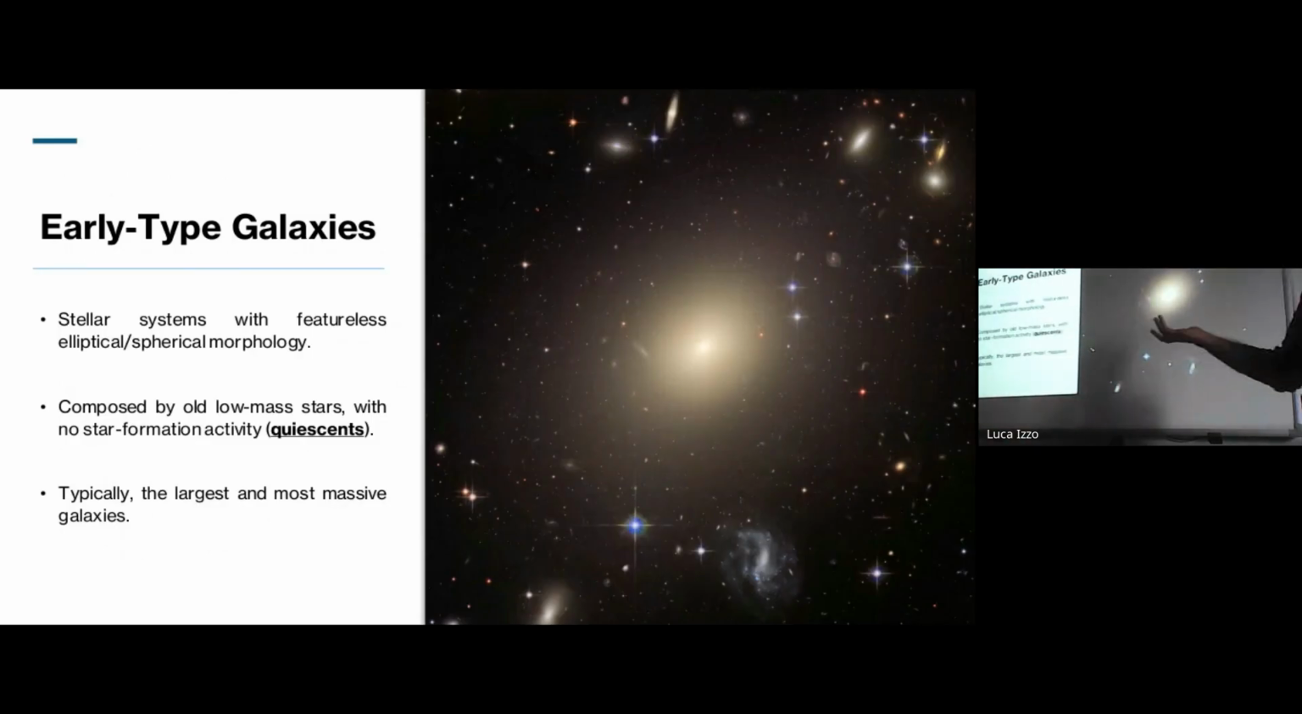So first, what are early-type galaxies? They are stellar systems with virtually no features in the optical, and they have elliptical spheroidal morphologies. They are composed by old low-mass stars, and they show no sign of star formation activity, and for this reason they are called quiescent. And typically these galaxies are the most massive and largest galaxies that we know.